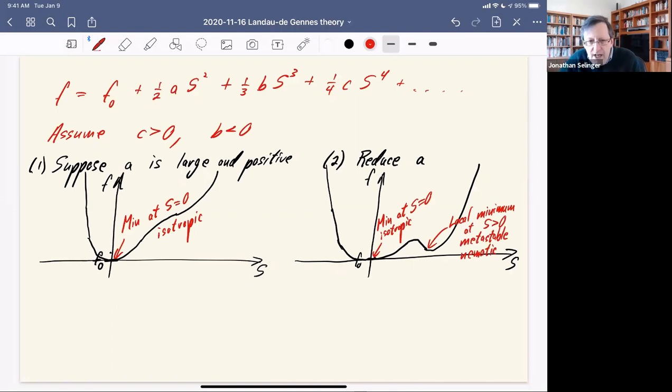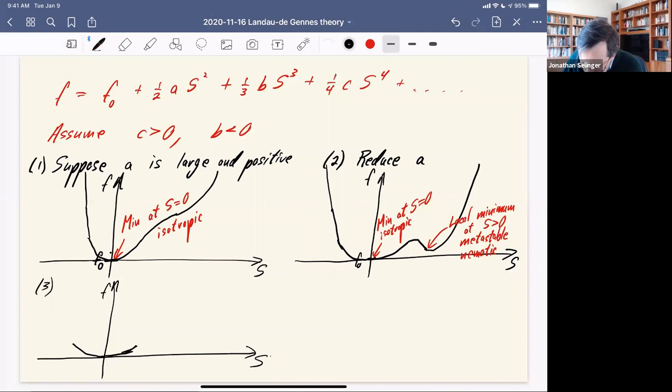Okay, now let's continue to reduce A. All right, so I'll make plot number 3 down here. So for plot number 3, if we reduce A even more, the shape here is even a flatter parabola.